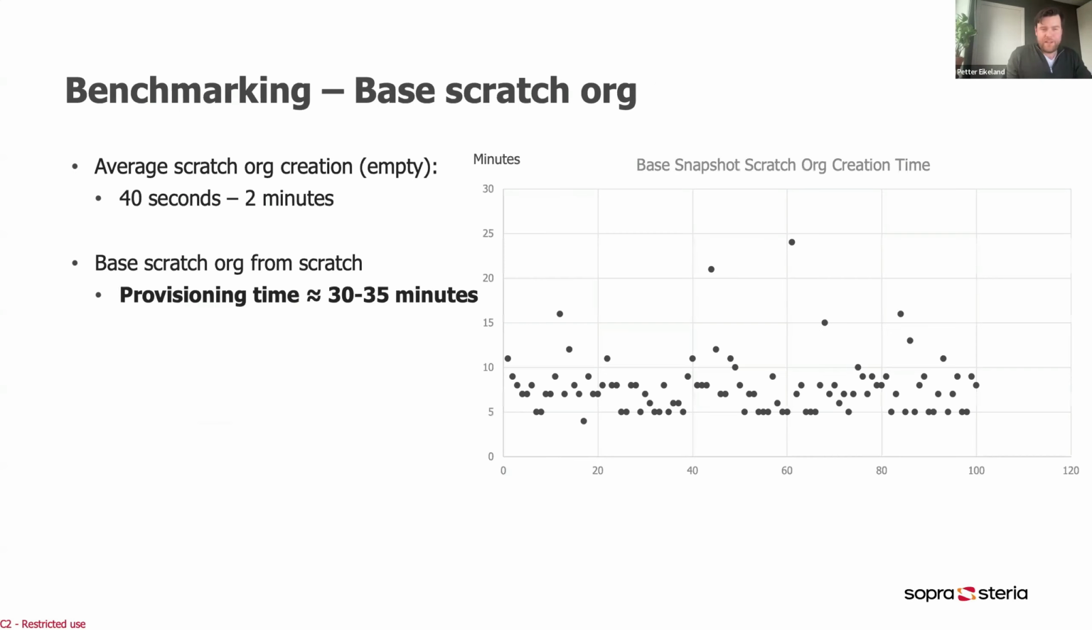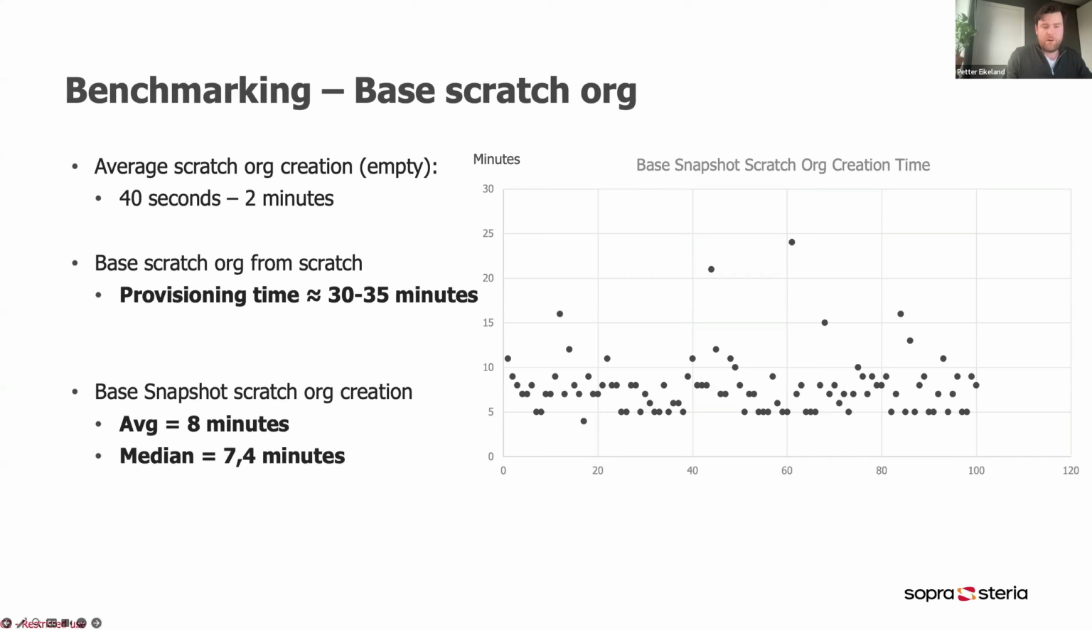And if we compare that to creating a scratch org for 30 to 35 minutes, we now create a snapshot of that scratch org, and we then create what I call a base snapshot scratch org. We go from a 30 to 35 minute provisioning time to around 8 minutes. So that saves 22 minutes. And you see there are some outliers, but it's pretty consistent for 100 scratch org creations throughout the day.